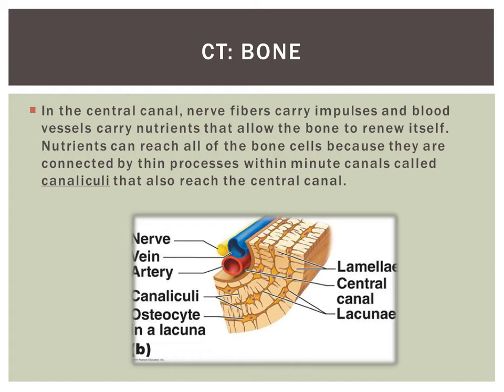In the central canal, the very center of the bone cell, nerve fibers carry impulses and blood vessels carry nutrients that allow the bone to renew itself. So there's a good nerve supply and a good blood supply to this bone tissue. Nutrients can reach all of the bone cells because they're actually connected in these tiny little canals called canaliculi that always reach the inside of the central canal.